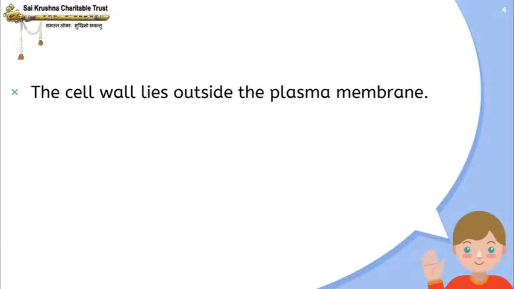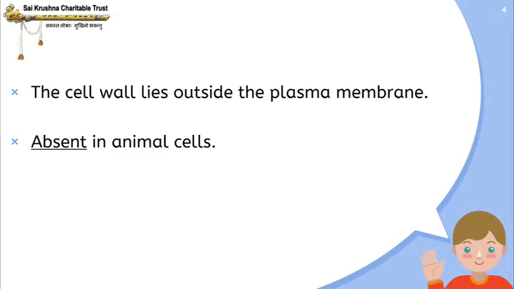In the previous videos, we learned that the outermost covering of any cell is the cell membrane or plasma membrane. In case of plant cells, cell wall is the outermost covering. It is found outside the plasma membrane. The plant cell has a plasma membrane and the cell wall is present around the plasma membrane, thus forming the outermost covering of plant cells only.